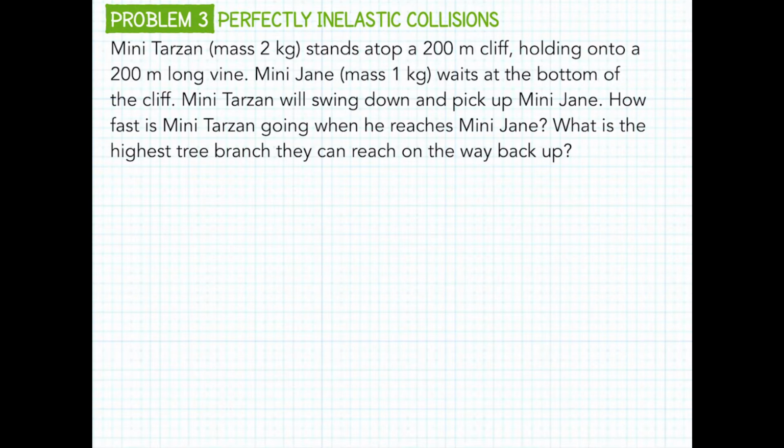So we're at the top of a 200-meter cliff. We're holding on to a 200-meter long vine. We have Mini Jane at the bottom of the cliff, and he's going to swing down and pick up Mini Jane. And then we want to know how fast he's going when he reaches Mini Jane, and then what's the highest tree branch they can reach on the way up. So this has got 3 parts to it, okay?